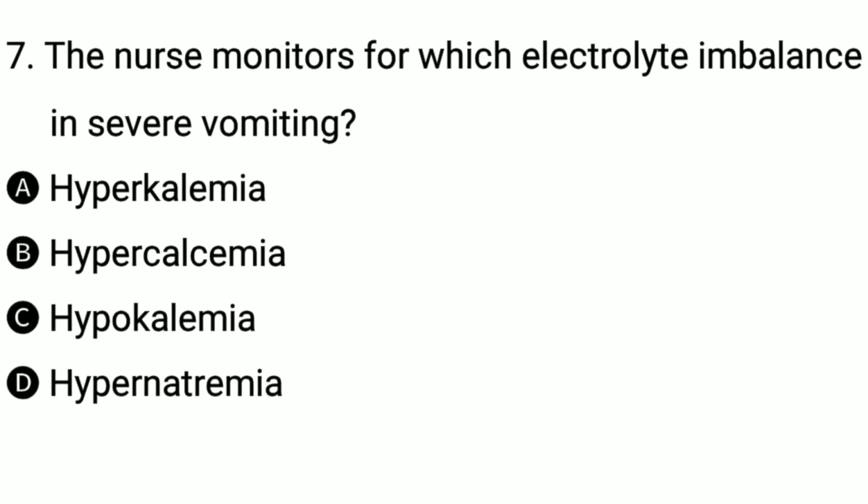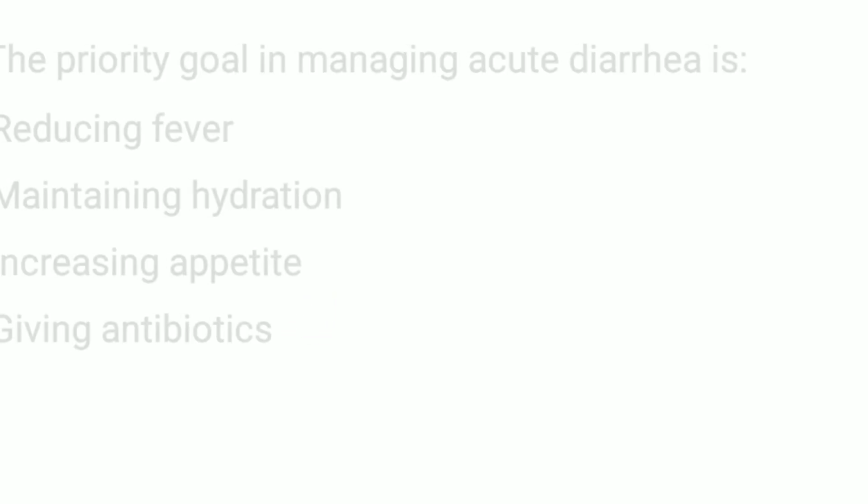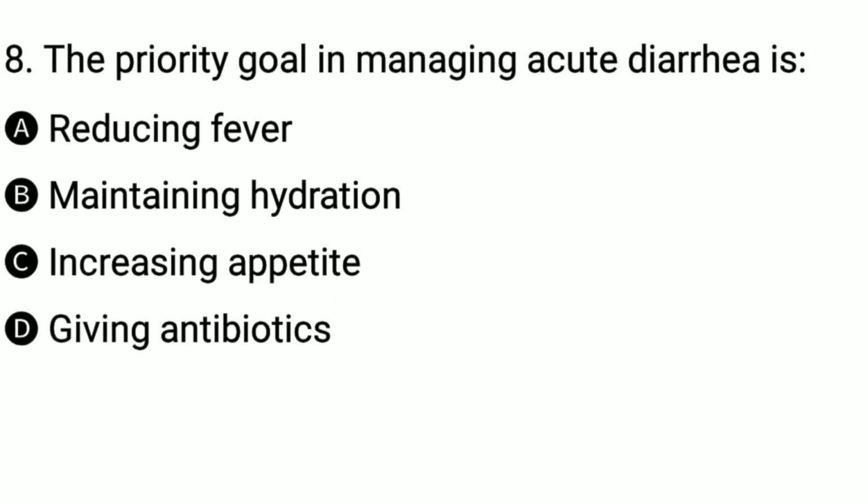Question number 7. The nurse monitors for which electrolyte imbalance in severe vomiting. The right option is option C. Hypokalemia. Question number 8. The priority goal in managing acute diarrhea is.